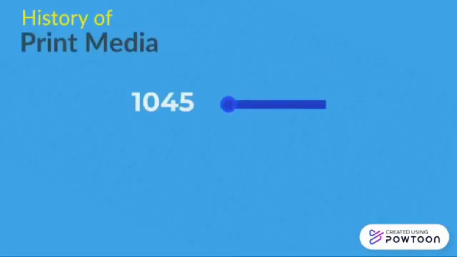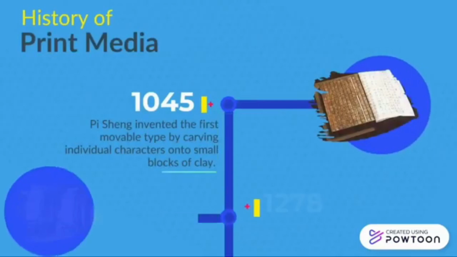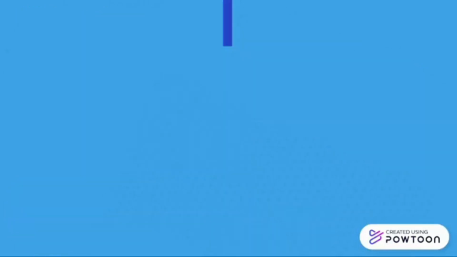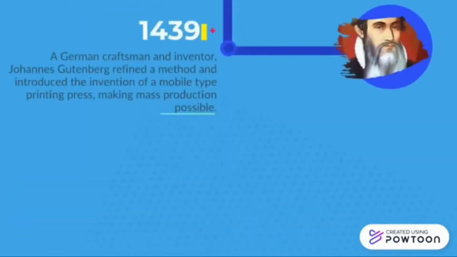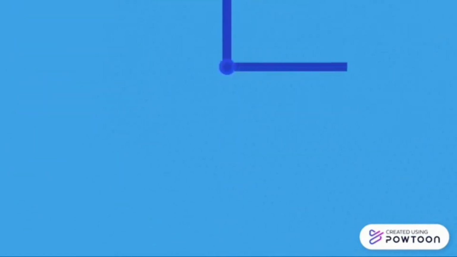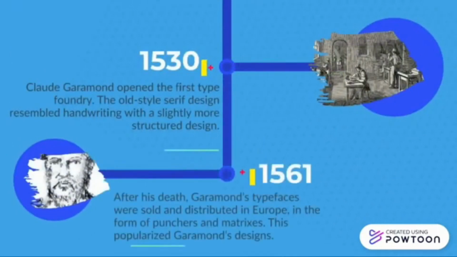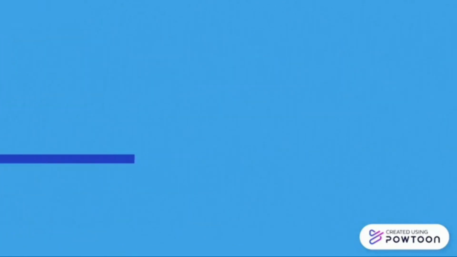History of print media. In 1045, the first movable type by carving individual characters. In 1278, printing arrives in Europe. In 1439, a German refined and introduced the invention of a mobile type printing press. In 1470, a Roman typeface for publication was invented. In 1530, Garamond opened the first type foundry. After the death of Garamond in 1561, typefaces were sold and distributed in Europe.